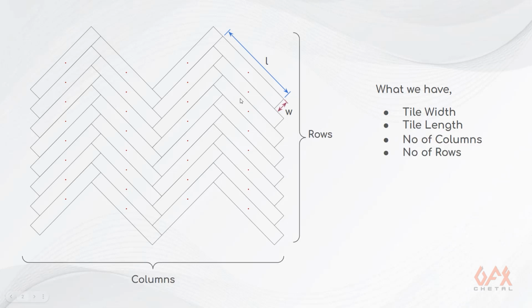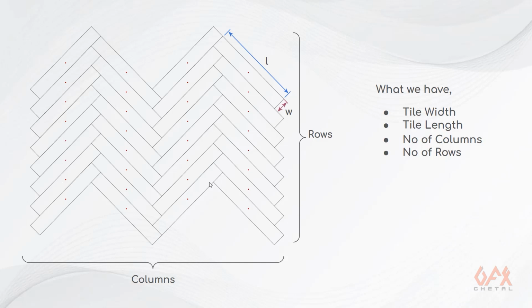So this is the structure of the pattern, and as I always say, whenever you design something procedurally, you have to remember two things: what we have. Likewise, in this particular example, we will have tile width and tile length that we insert manually, as well as the number of columns, this is 1, 2, 3, 4, and the number of rows 1, 2, 3, 4, 5, 6, 7, 8, like that.